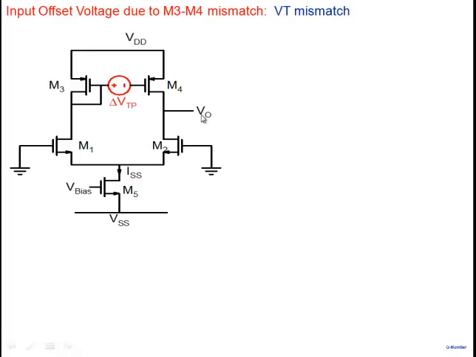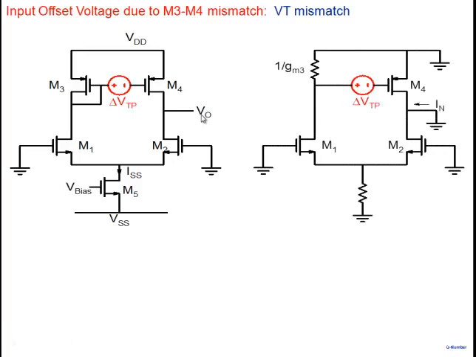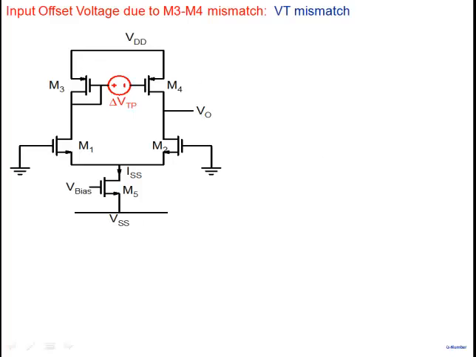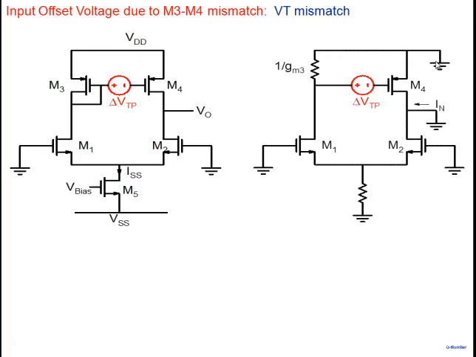Okay, so now what I have to find out is what this delta VTP does to my output. And then I will try to obtain the same effect due to an input offset voltage here, and that's how I will get the phenomenon. So what I'm trying to do now is consider this delta VTP as a small signal source, and I'm doing a small signal analysis here.